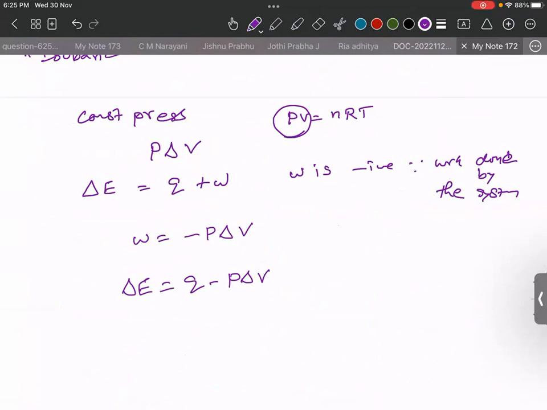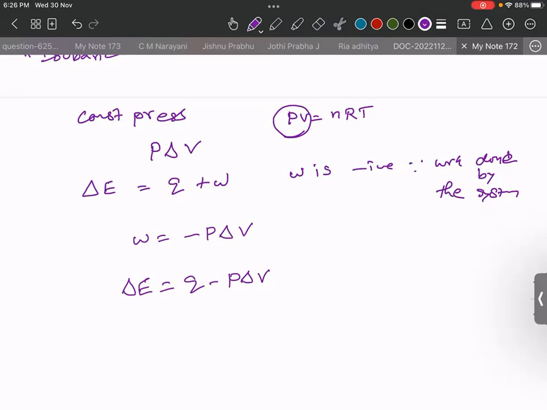If gas expanded in vacuum, work done is 0. Then P is equal to 0, so delta E becomes Q minus W. So this is the mathematical equation. We will see the application of this first law in the next class.